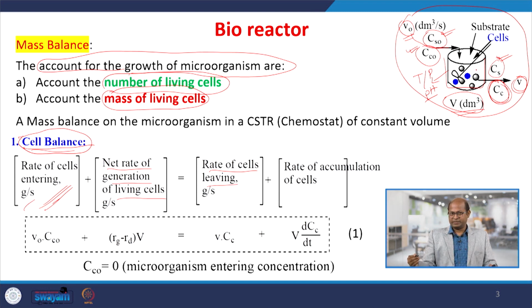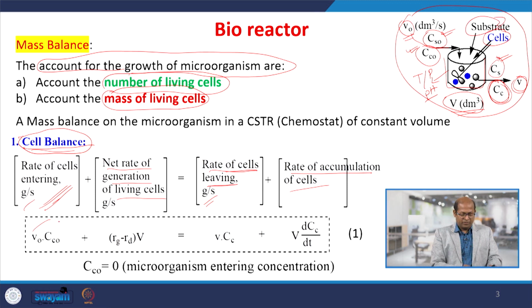So, from the reactor's outlet there is the rate of the cells leaving the reactor, that is gram per second, and the rate of accumulation of the cells in the reactor. This way we can write the cell balance, or mass balance, with respect to the cells only, not the other components. Then we will do the substrate, then product.